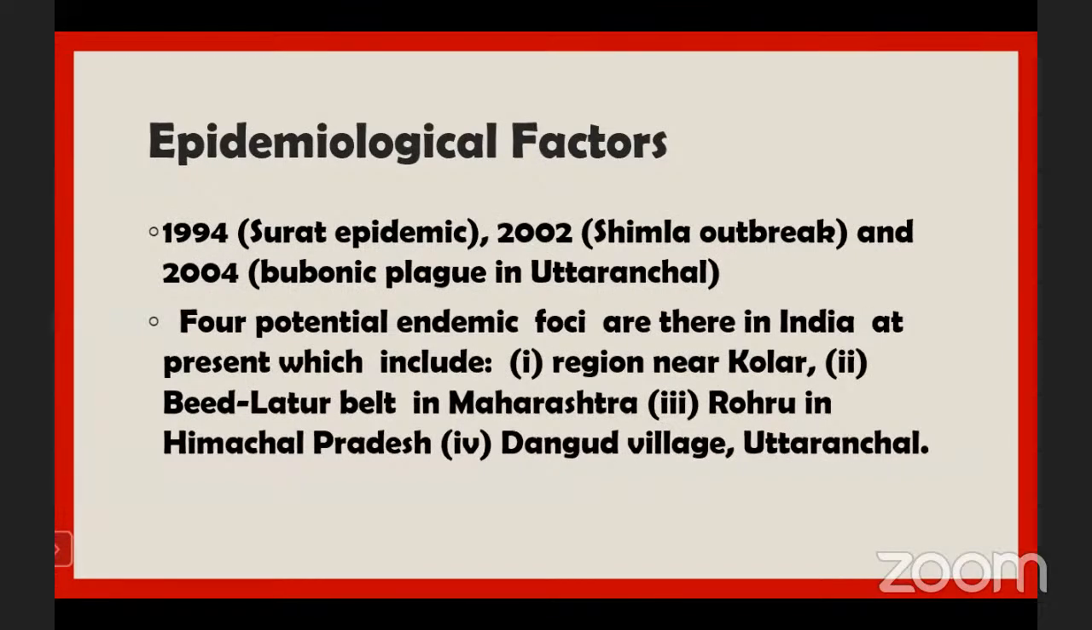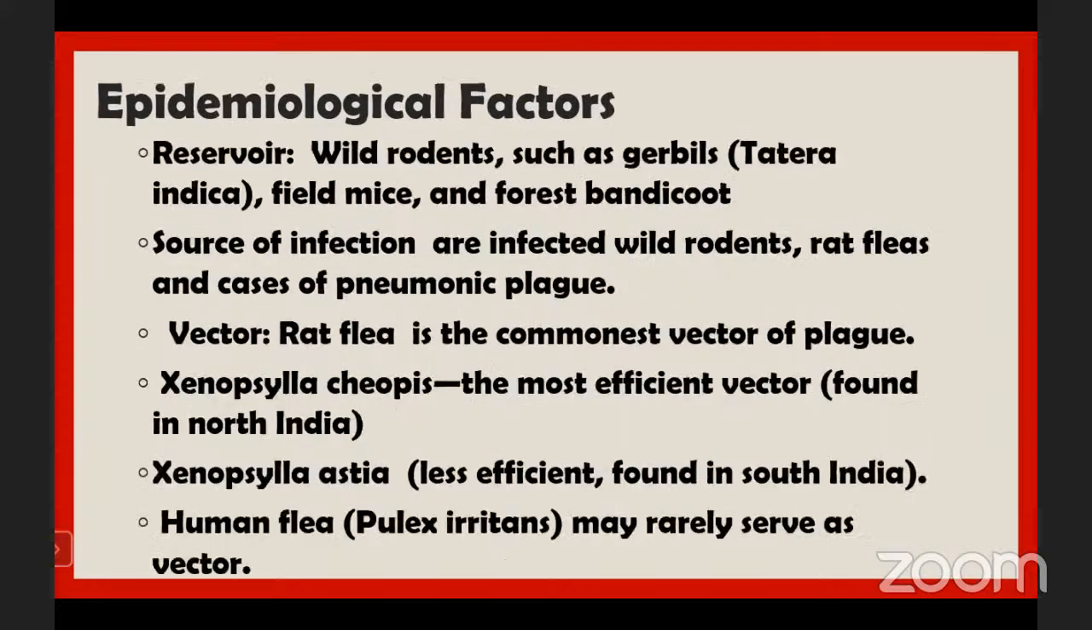Next, in 1994, an epidemic was noted in Surat. In 2002, the Shimla outbreak was seen, and in 2004, bubonic plague in Uttaranchal was seen. Four potential endemic foci are there in India at present: the region near Kolar, the Beed Latur belt in Maharashtra, Rohru in Himachal Pradesh, and Dangud village in Uttaranchal.